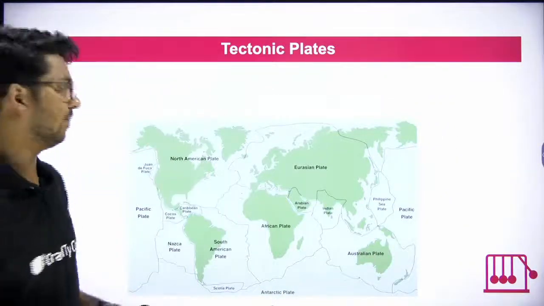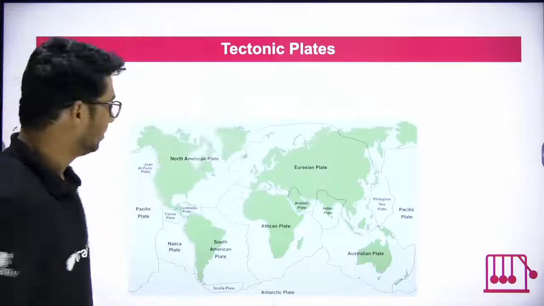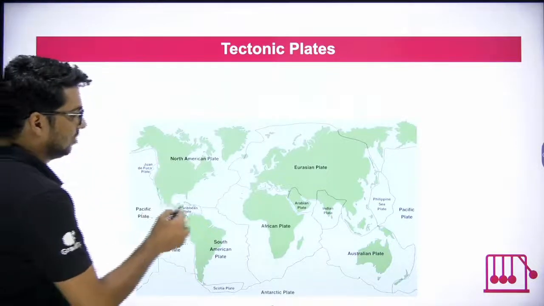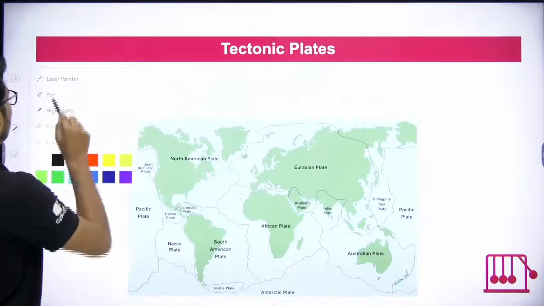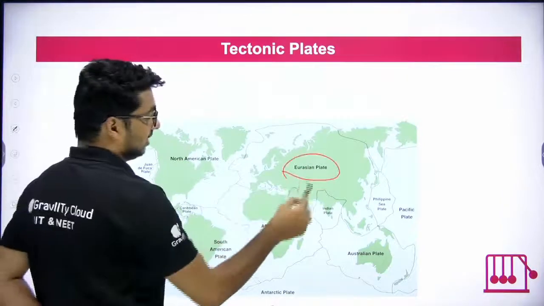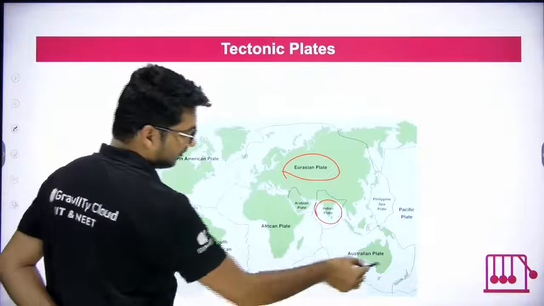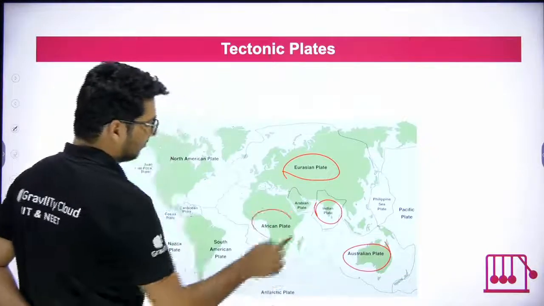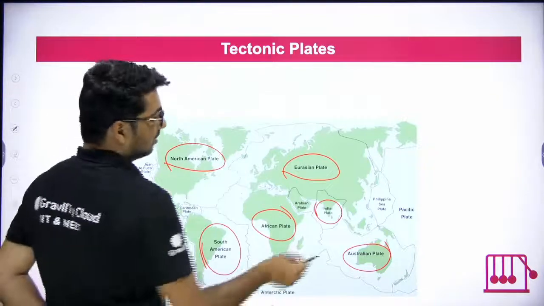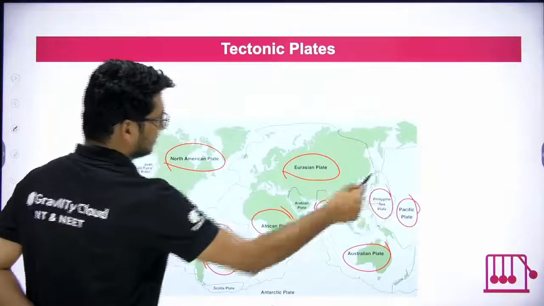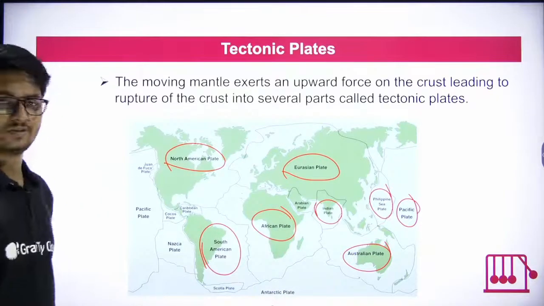Each piece is called a plate. We call them plates. As you can see, the crust is divided into different plates. Everyone, can you see them? Just read them here. One is the Eurasian plate. We have an Indian plate separately. Australian plate, African plate, North American plate, South American plate, Pacific plate, Philippine Sea plate, many different plates.